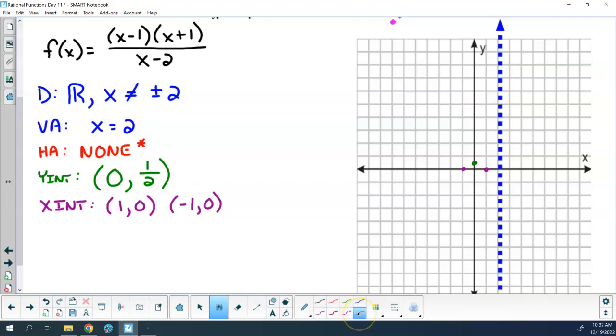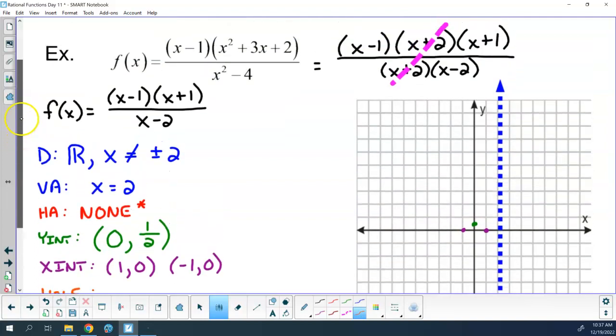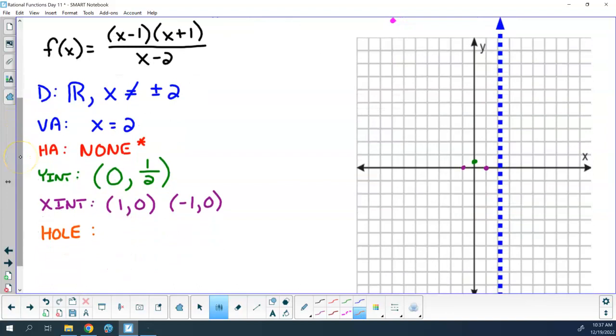Step 5 would be holes. Did I factor anything out way from the start? I factored out an x plus 2, right? So I've got to set that equal to 0. And I get x equals negative 2.